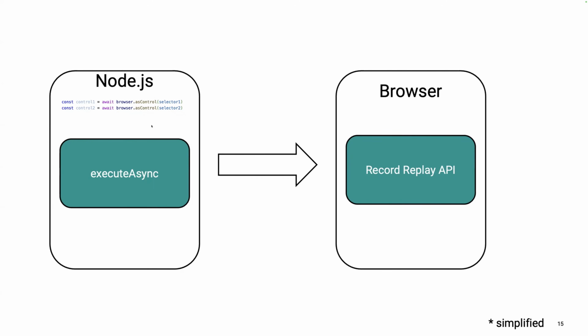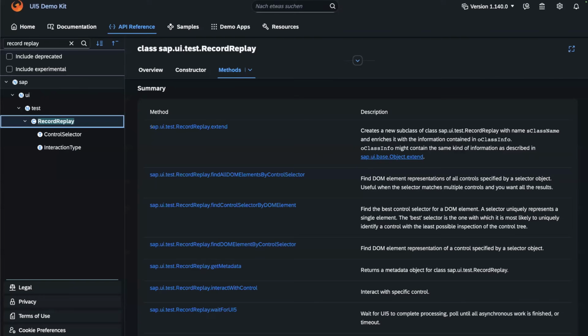We can also have a look at the documentation of the UI5 demo kit. So this is now deprecated. We can have a look at the UI5 demo kit, and here we see if we simply search in the API reference for record replay, we see the documentation for that. And this is, let's say, the heart of wdi5. We are just using that record replay API, which helps us identify our controls.